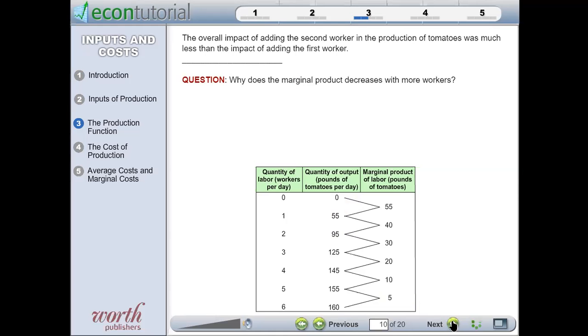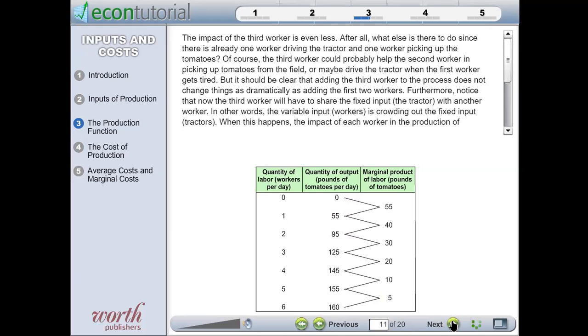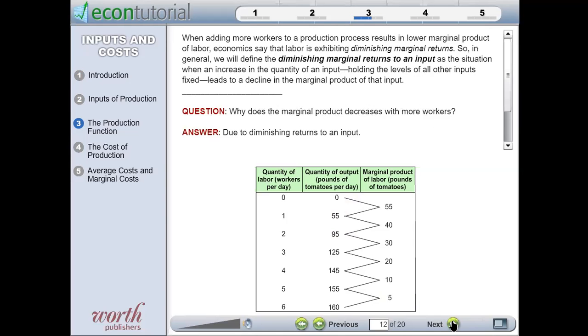So this is the overall impact that you see in the production factors when you keep adding input units. Now, this is a law, and it is called the law of diminishing marginal returns, because with each extra unit of input, you see the output increases, but at a diminishing rate.